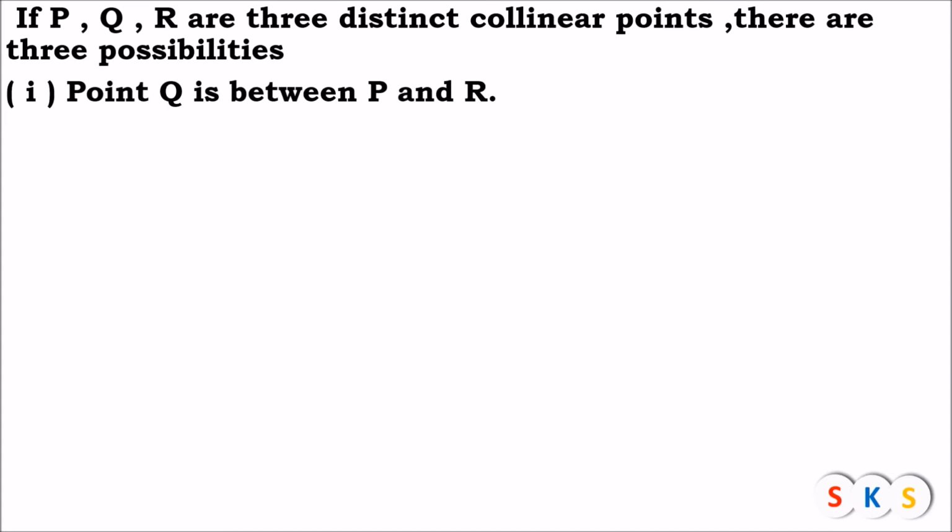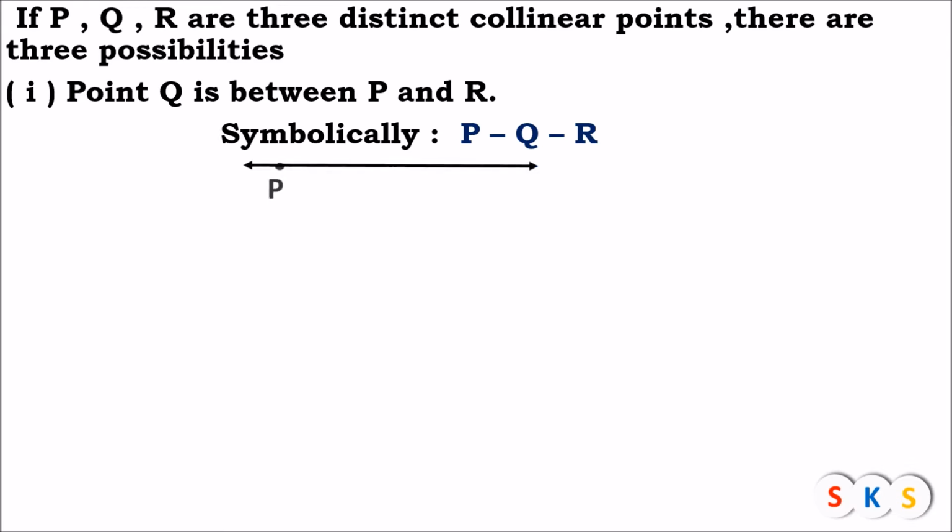The first one is that point Q is between P and R. Symbolically, we can write this as P-Q-R. When I say P-Q-R, it means all the 3 points are collinear. It means they fall on the same line, and Q is between P and R. That means the position of Q is fixed. It is between P and R.